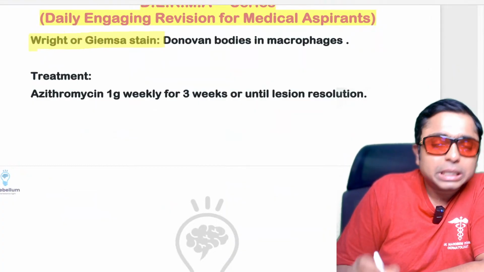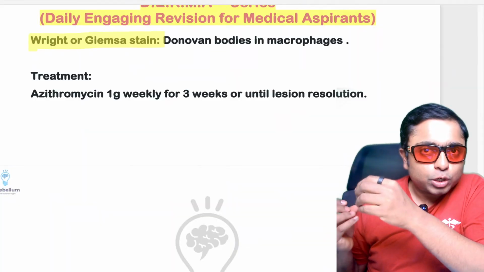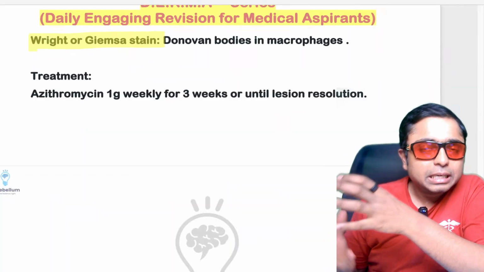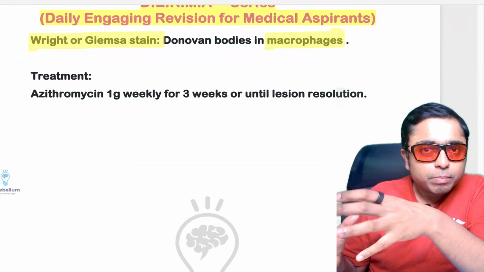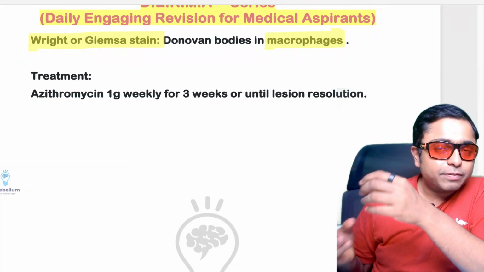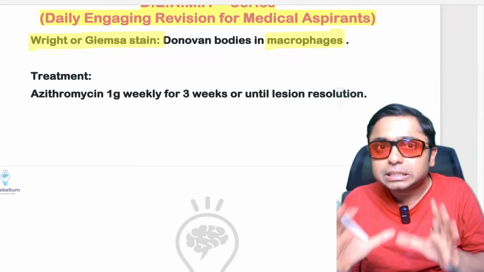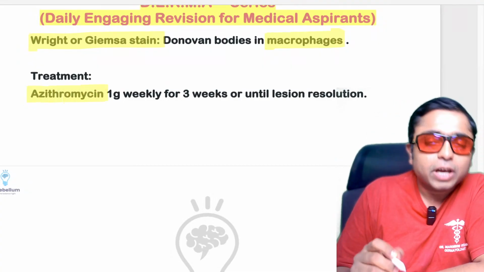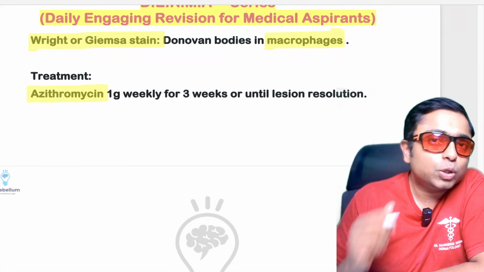If you do a Giemsa stain, or Wright stain, we are going to see closed safety pin appearing Donovan bodies which are present in the macrophages. These Donovan bodies, which appear like a closed safety pin, present in the macrophages, both of them put together, we call Pund cells. What is the treatment? We are going to use azithromycin for the treatment of donovanosis.